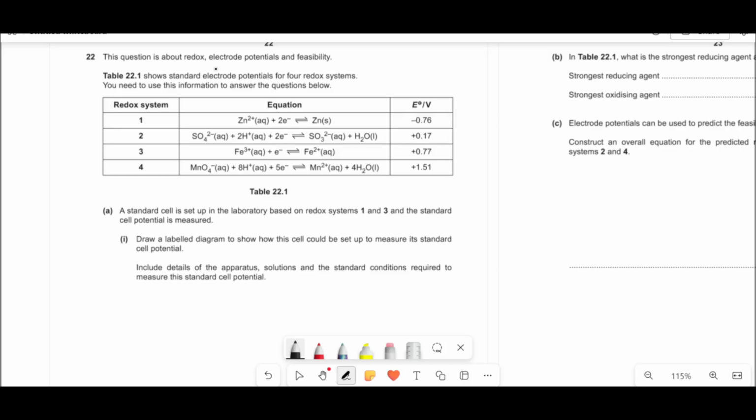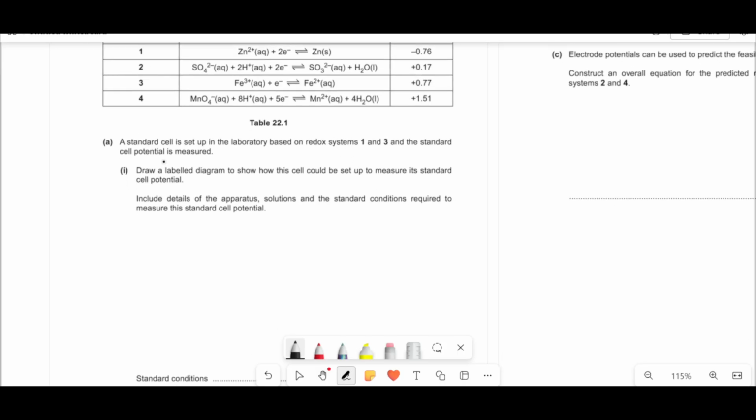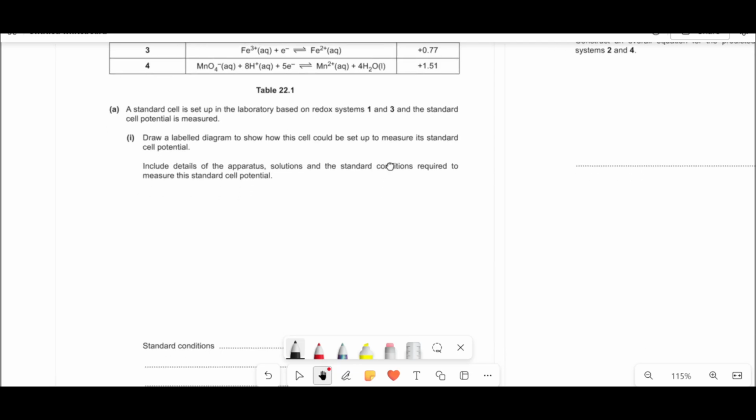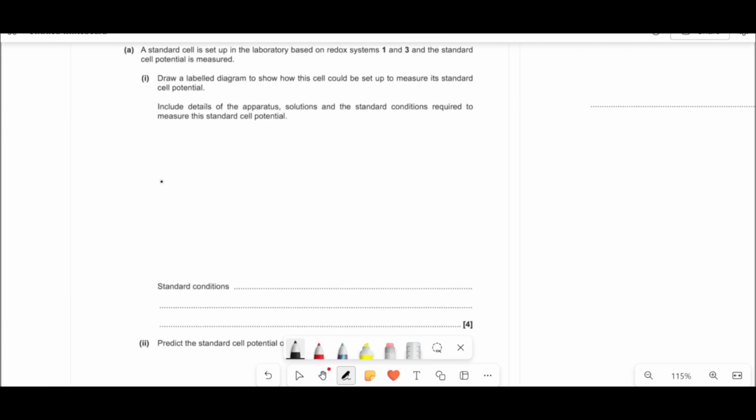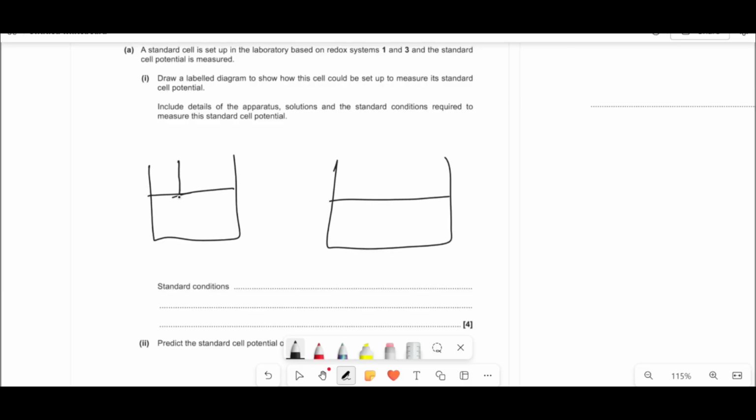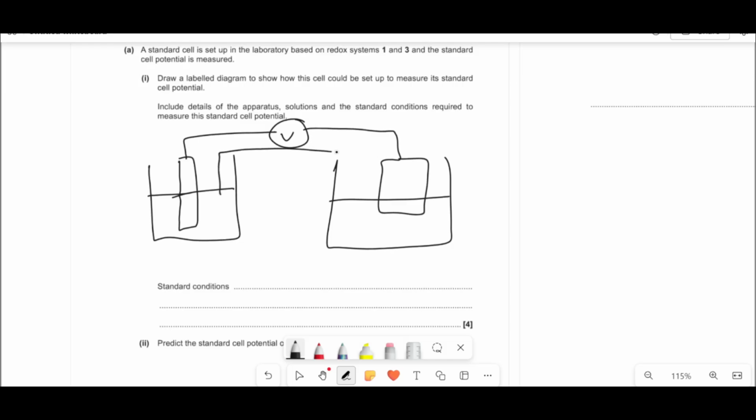There you go. So this question is about redox electrode potentials and feasibility. A standard cell is set up in the laboratory using redox systems 1 and 3, and the cell potential is measured. Draw a labelled diagram to show how this could be set up. So what we need is a nice beaker here, a nice beaker here, a solution, an electrode of some sort, a circuit, a voltmeter here, and another electrode, this one here. Whoops, this is so badly drawn. We also need a salt bridge connecting the two of these, and you're going to label it as well. So that's your salt bridge.